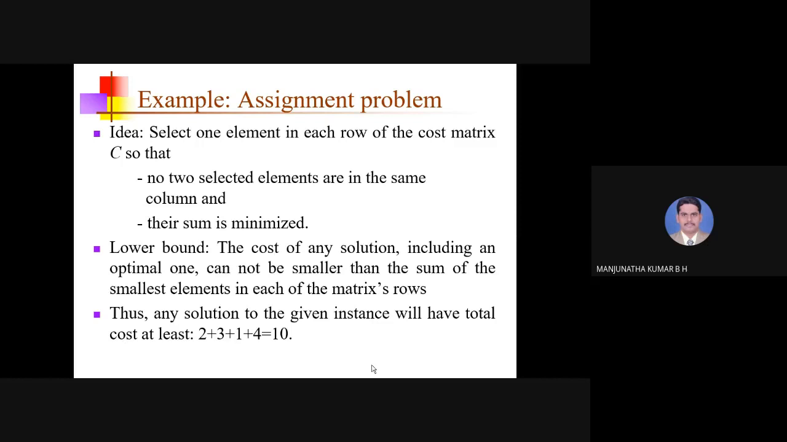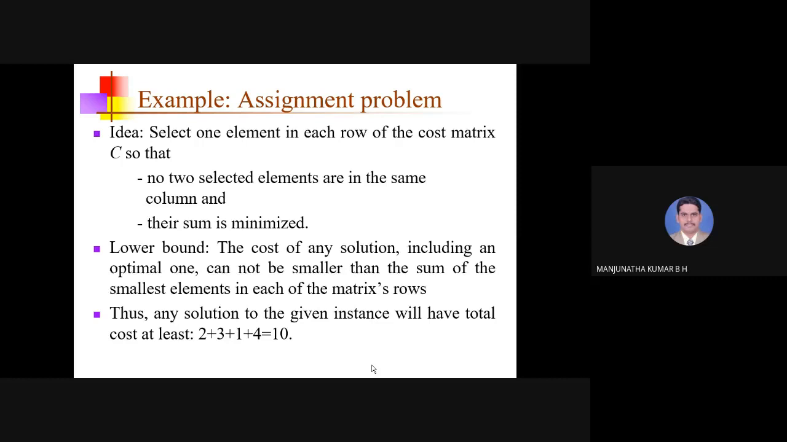10 will be the lower bound value, and you will not get a solution which is lesser than 10. Hence, it is called a lower bound. So at least you may get 10, or you can't get a solution to the problem which is lesser than 10. Is it clear? Calculating the lower bound value. I hope it is clear.